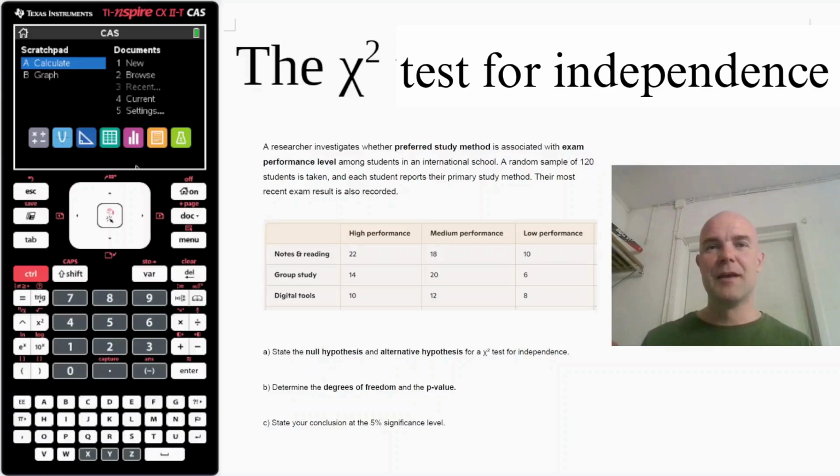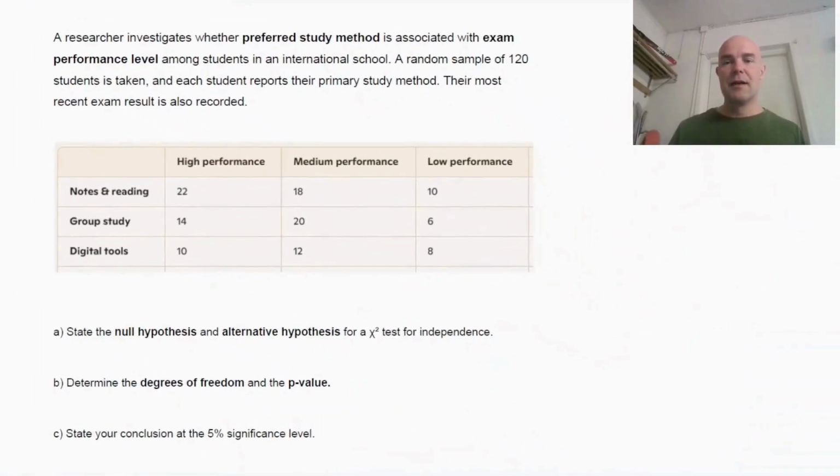Hello. In this video, we're going to do a chi-square test for independence using the TI-Nspire calculator. Here's our question. We have preferred study method and exam performance level. Here you can see there are 120 students and how they are placed. So here we have something called an observed matrix.